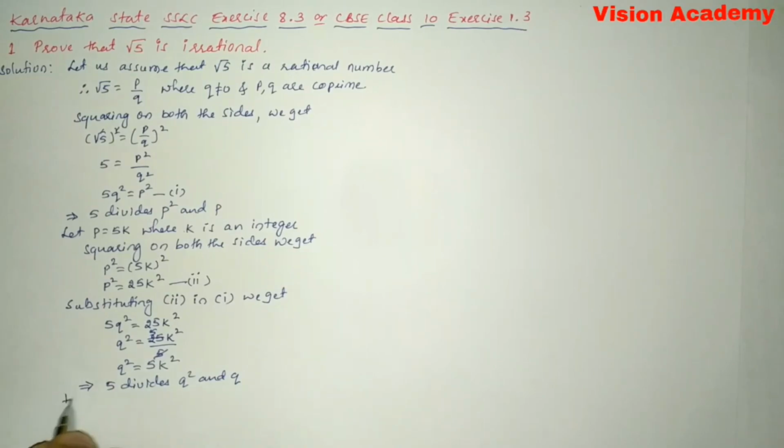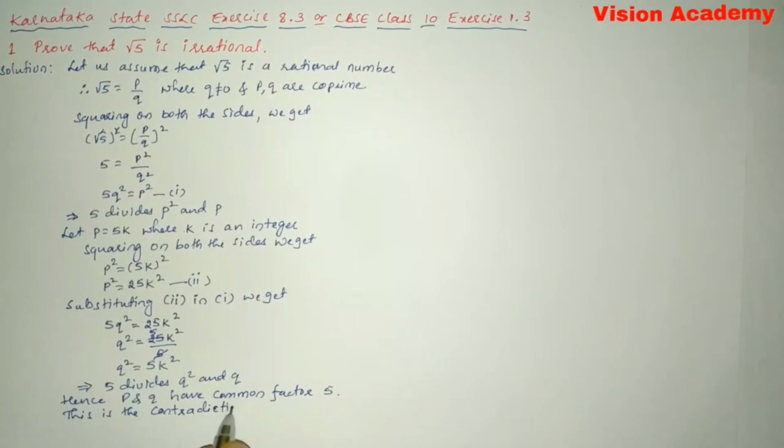Now we can write, hence p and q have a common factor, that is 5. This is the contradiction to our assumption that p and q are co-primes.